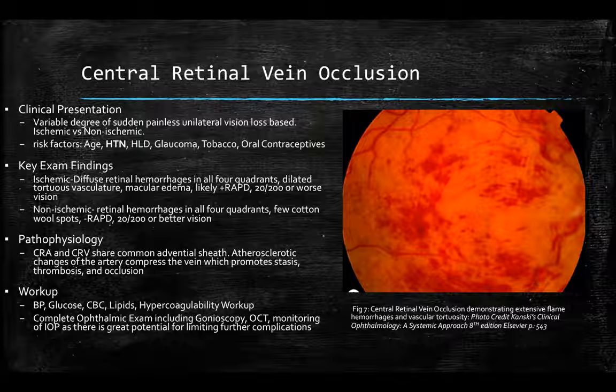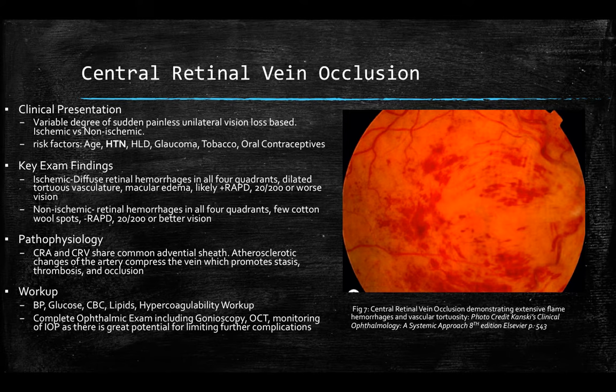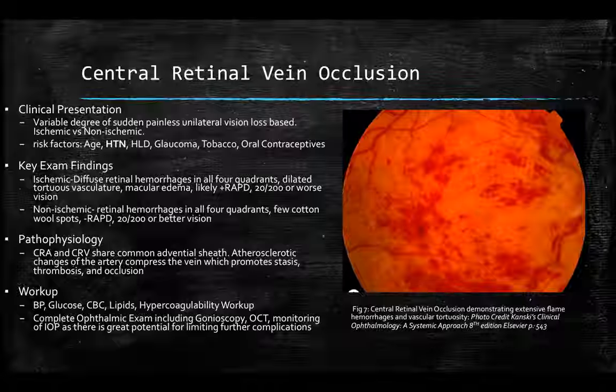The ophthalmologist who diagnoses a central retinal vein occlusion is going to perform gonioscopy to look for any signs of neovascularization of the drainage network of the eye. They're also going to get an OCT to study the fluid levels in the retina, and they're going to measure intraocular pressure on a serial basis to help limit further complications from this condition.